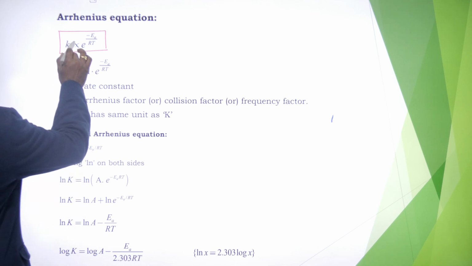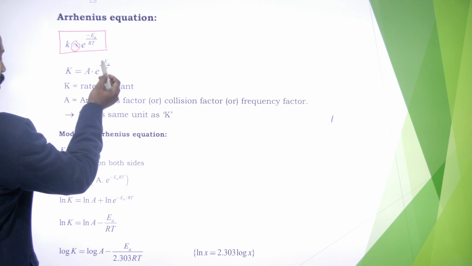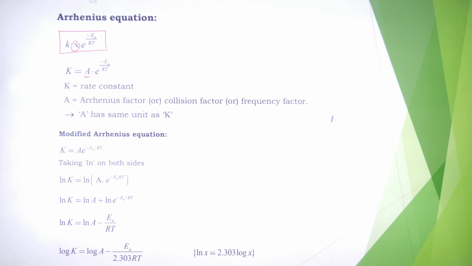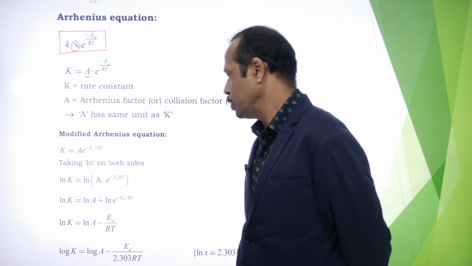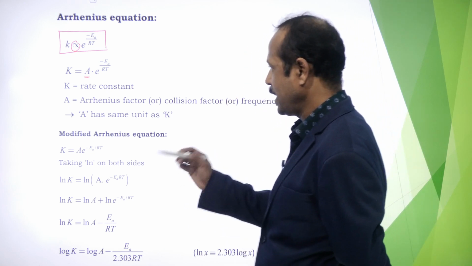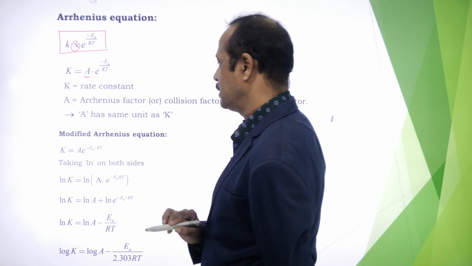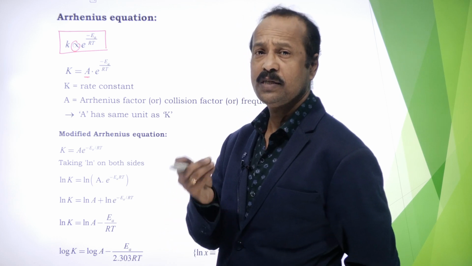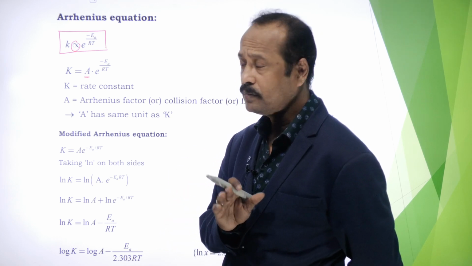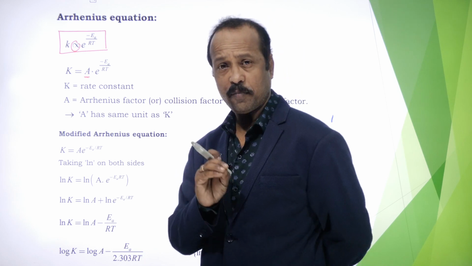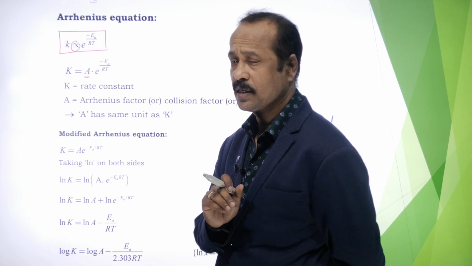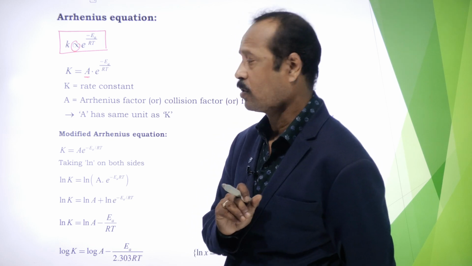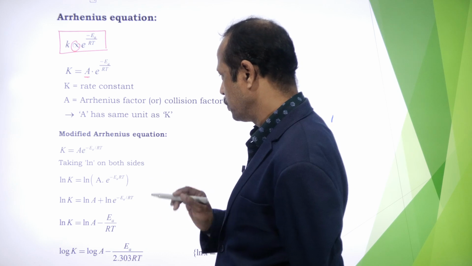When you remove the proportionality sign, we get one constant, which is A. So K is equal to A into e to the power of minus Ea by RT. This is an equation you have to remember. Another format is the modified Arrhenius equation. How can you get it? You just need to know about logarithms, a type of function you see in mathematics. I think in CBSE 9th class you do not yet have logarithms, so I am not going to explain it in detail.